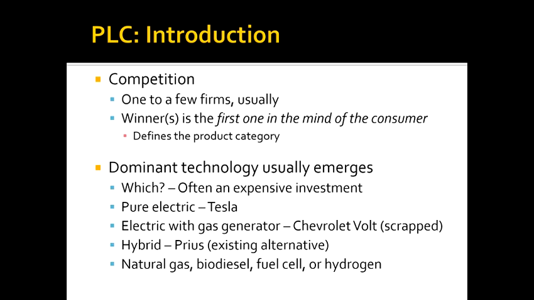Chevrolet created a car that had an electric engine and battery in it, and then when it ran low, it would turn on a gas generator, the Chevy Volt. That's what it did. They scrapped that. Cost them probably close to $1 billion to develop that. There are other technologies available for propulsion: natural gas, biodiesel, fuel cell, hydrogen. So there's a lot going on in terms of technology during the introduction stage, and usually one of them will bubble up to the surface to be the dominant one.